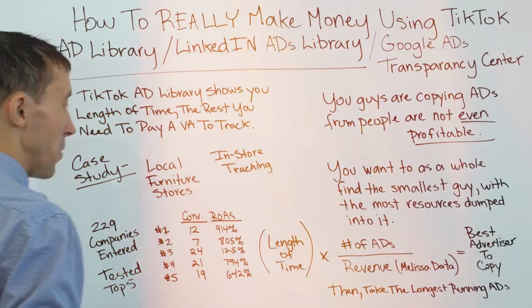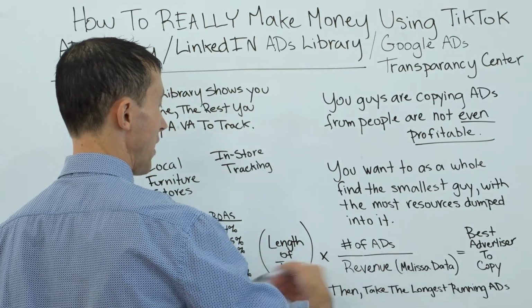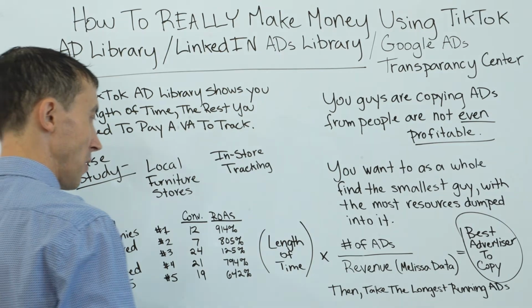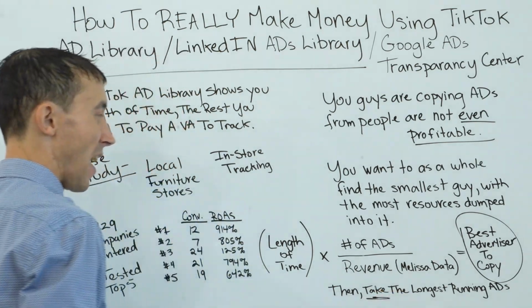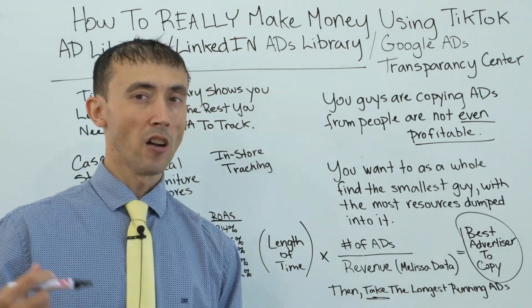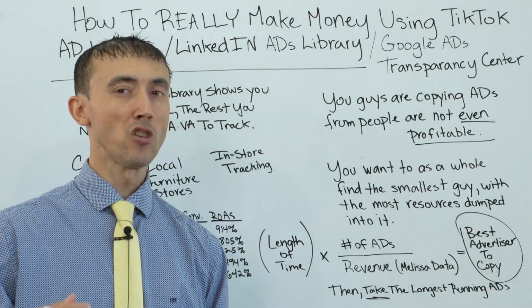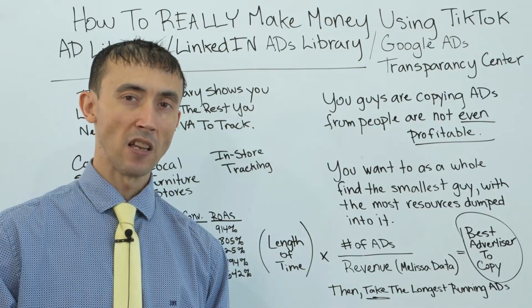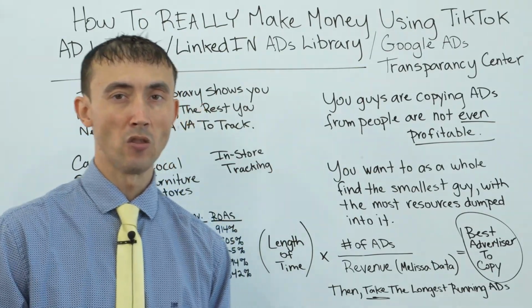Hopefully that makes sense. Beyond that, by the way, once you find out who's got the highest score here with this formula that I gave you, then you're going to take the longest running ads within those people, because taking the longest running ads does make sense. It's just you have to take them from the right competitor to begin with. That's the key distinction that I'm making here that nobody else is making across YouTube or online.